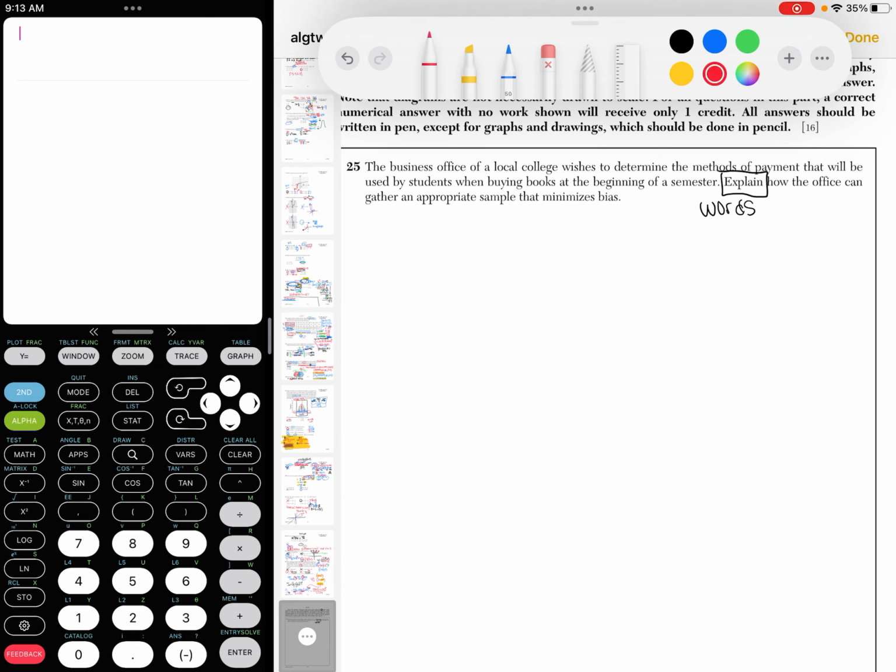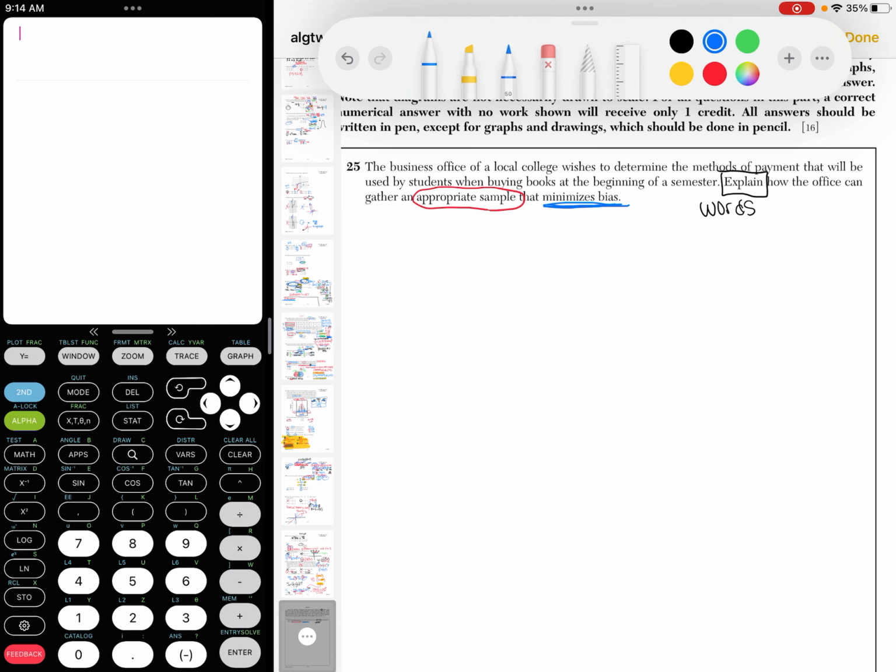So anytime a question for statistics is asking you to come up with an experiment or a sample or some kind of study, you have to write the word random. So an appropriate sample would be the group that we are giving this survey or experiment or study to. This part right here was just to give you a hint to minimize bias. Remember, bias is like unfairness.